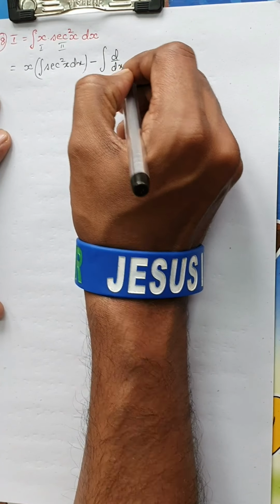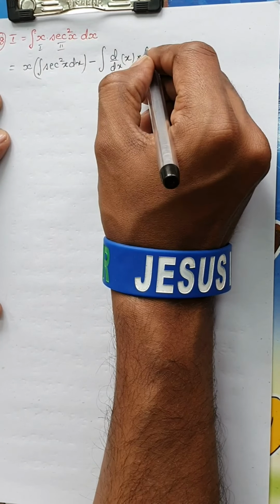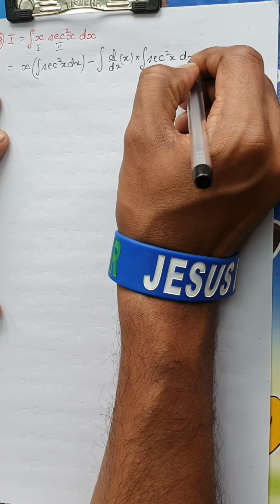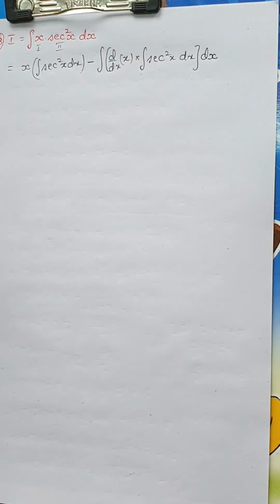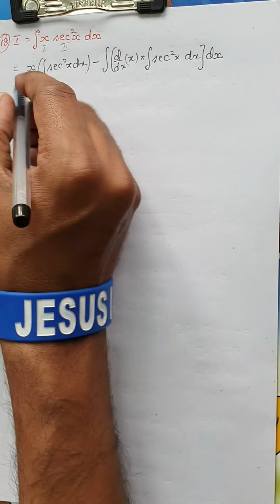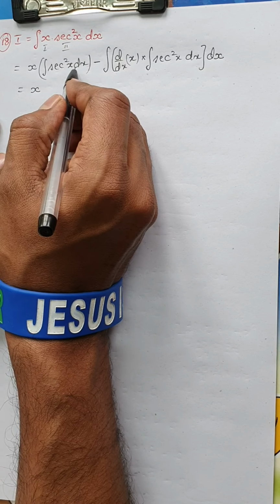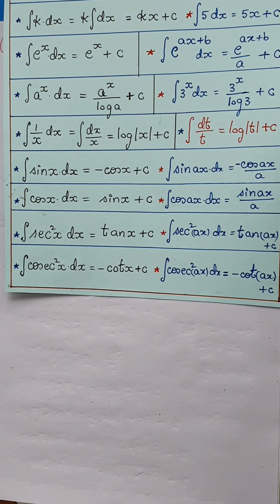remember, you differentiate the function which was kept as it is, into the integral of secant square x dx. The product of these two is integrated with respect to x. Standard result it is. This is nothing but x into, now we know the integral of secant square x dx is a standard integral. Do you remember? Yes, look here.